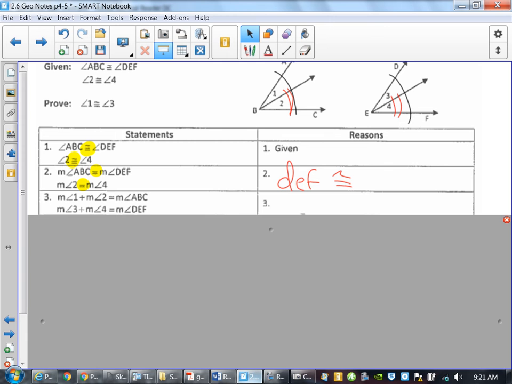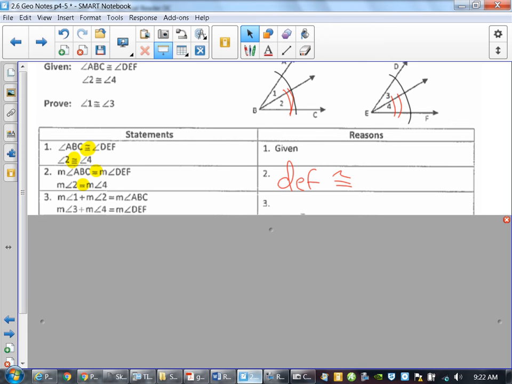It's angle addition. Notice you have 2 smaller angles adding up to equal the bigger angle. It says 1 plus 2 is ABC. 3 plus 4 is DEF. Well, remember, you have it on a square, right? Angle addition is 2 angles adding together to get a bigger angle. So it's a matter of just reading what they're giving you.